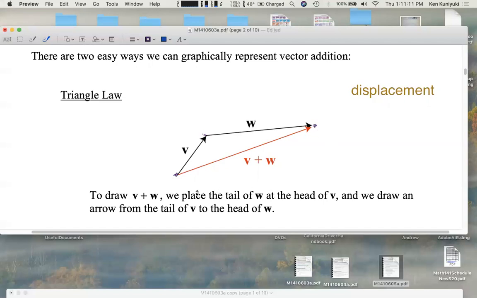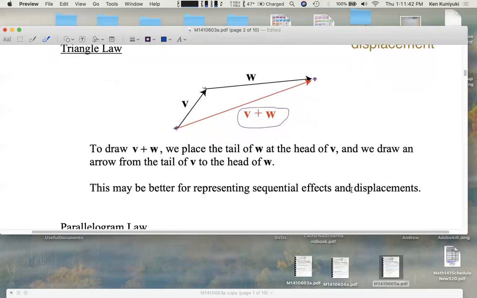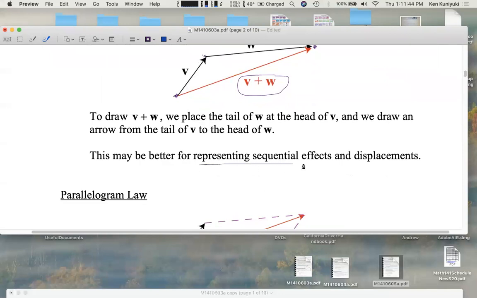So here, what's the resultant vector? Well, as the net result of all this, you may as well have started here at the palm tree and gone straight to the point with the tickets. So this would be the resultant vector v plus w. It's easy to see as a sum of displacement vectors. You ultimately started at this point and you ultimately ended at this point. So the head of this arrow is attached to the tail of this arrow. It's like you're following these steps. Again, better for sequential effects and displacements, like walking.